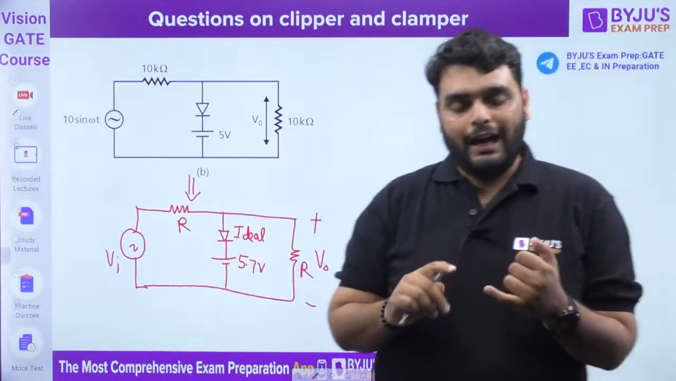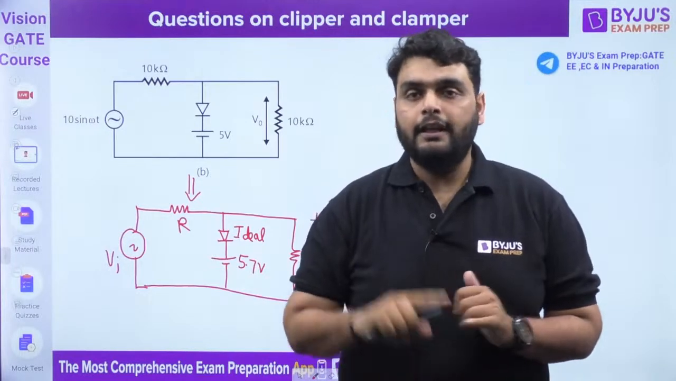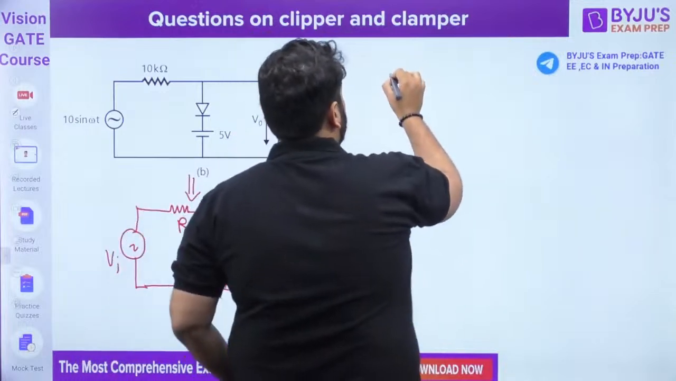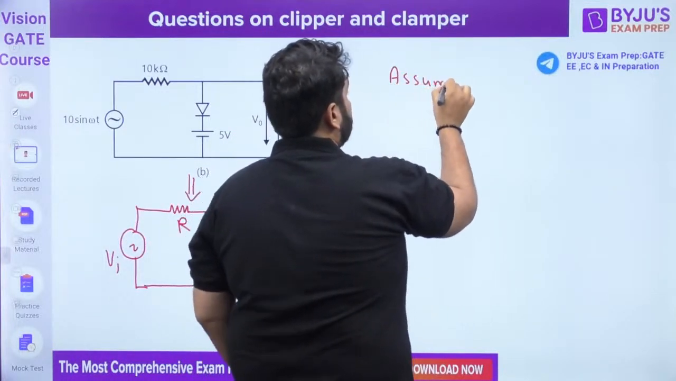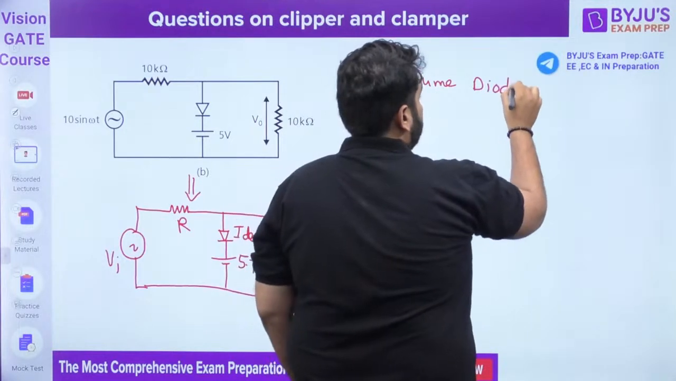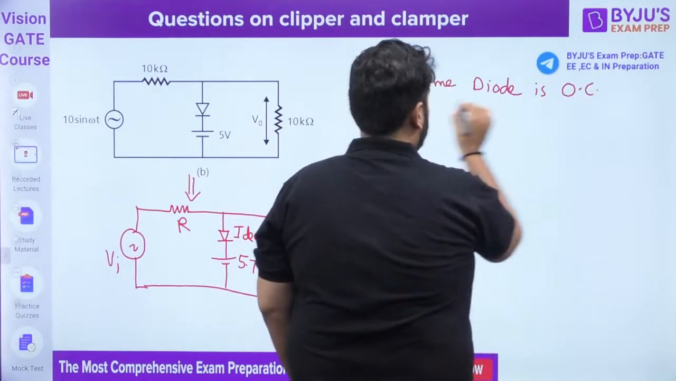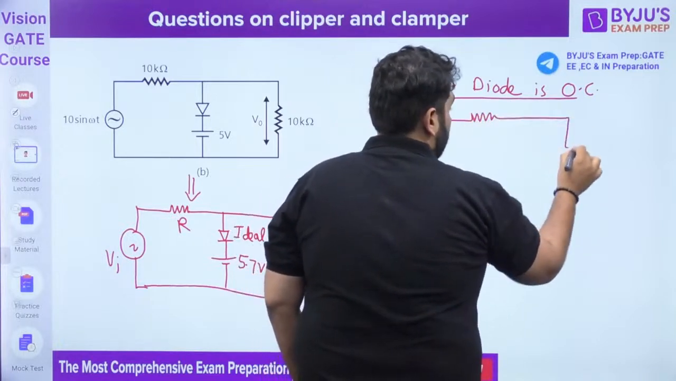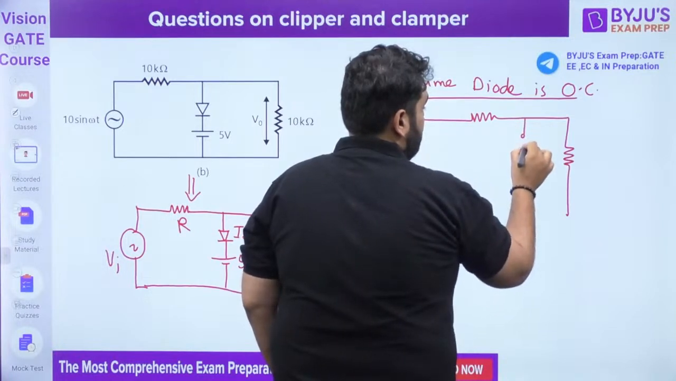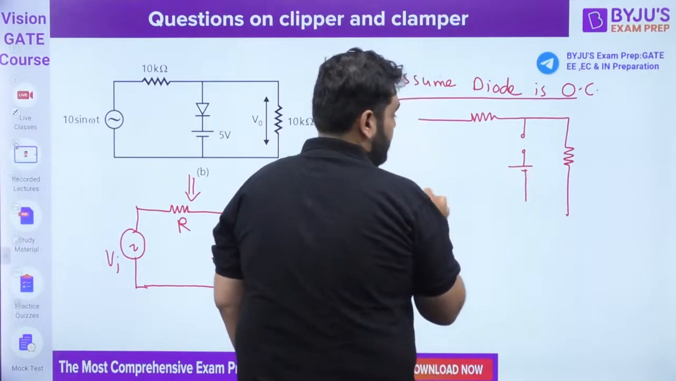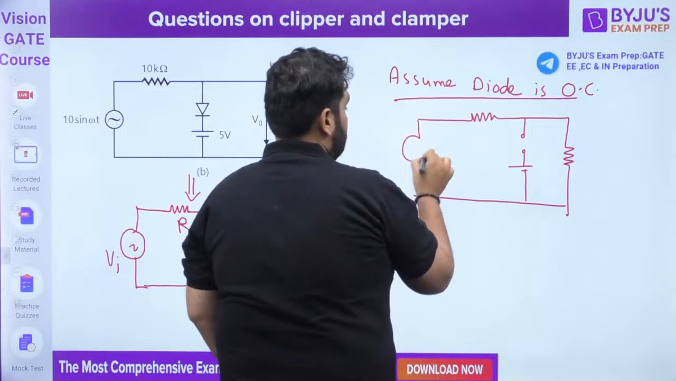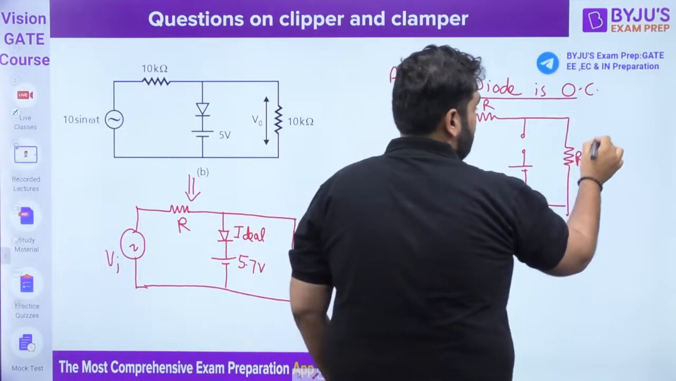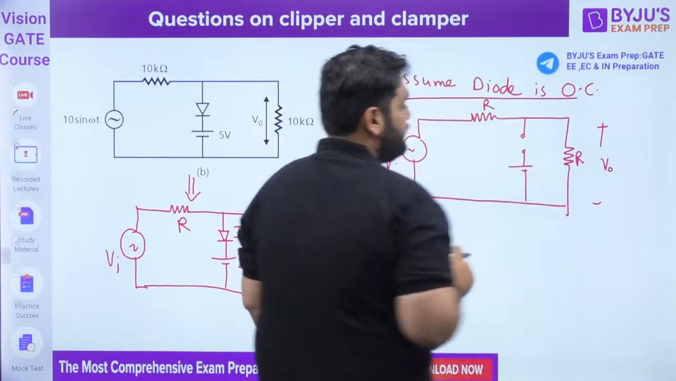We have to assume either the diode is an open circuit or a short circuit. I'm going to assume that the diode is an open circuit, or you can say I'm assuming the diode is reverse biased. So if I assume that the diode is an open circuit, the circuit will form like this. This is the input signal, this is R, this is plus minus V0. The circuit will be like this.